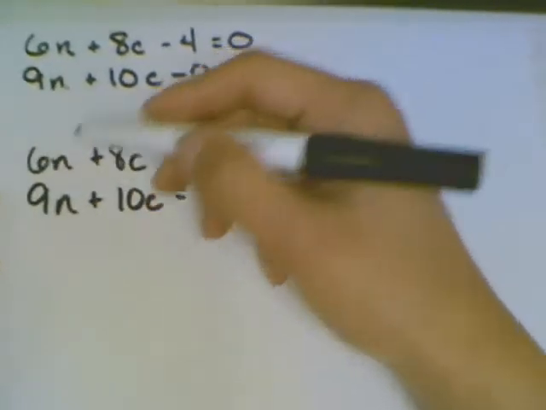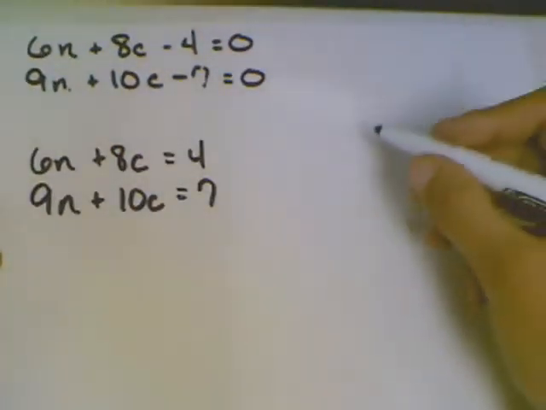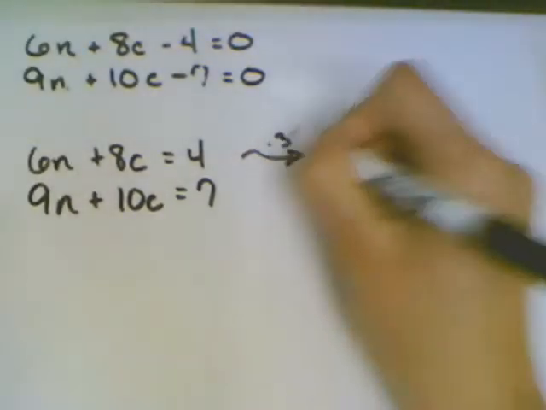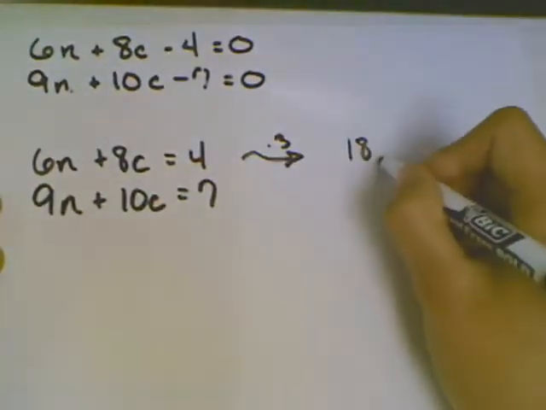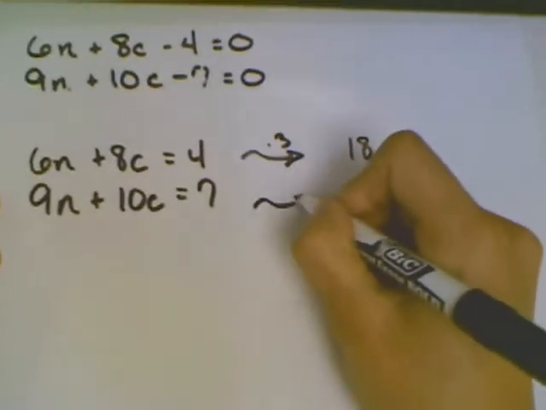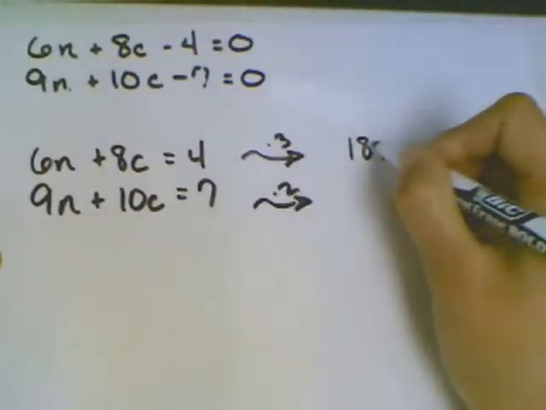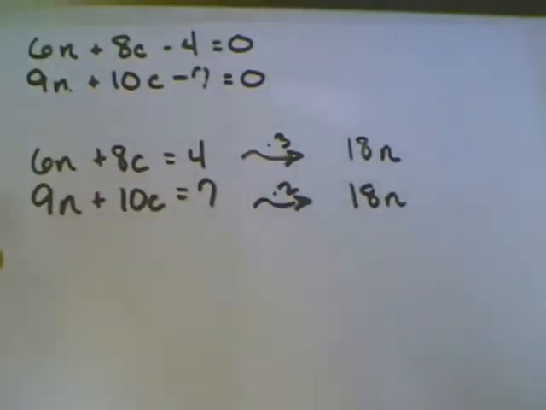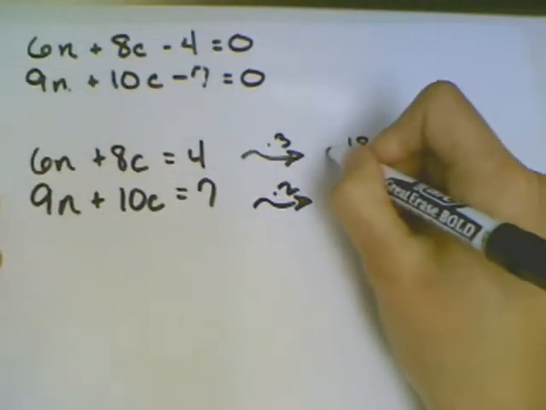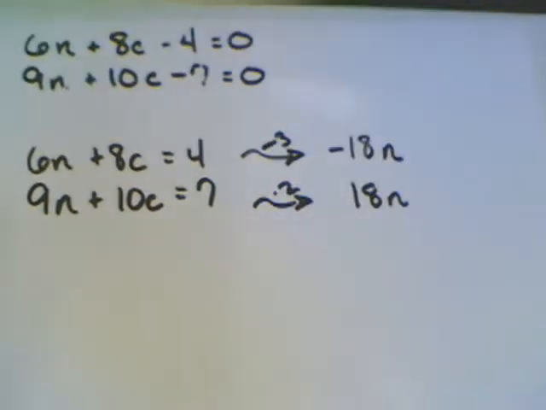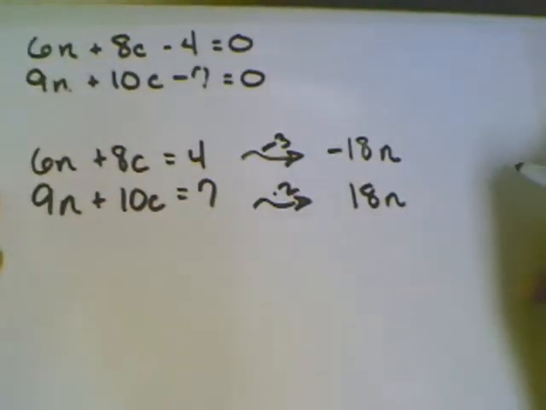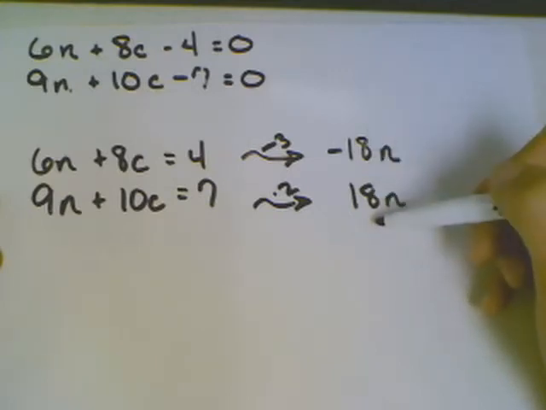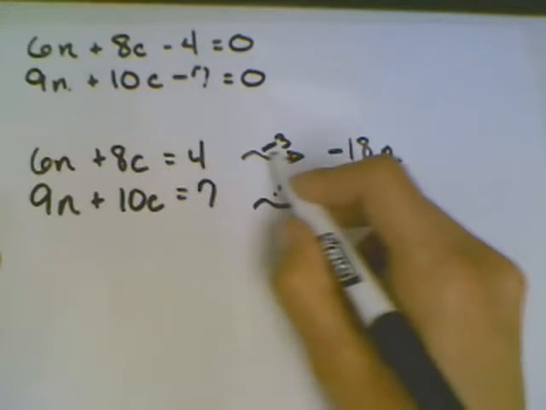I guess we could use that, but I would rather go and say, well, 6 and 9 have a common multiple of 18. So if I multiply 6 by 3, I'm going to get 18n. And if I multiply 9 by 2, I'm going to get 18n. And these we can eliminate. Just make sure that you make one of your variables negative. So I'm going to multiply this one by -3 and this one by +2. That way I'll get the correct coefficients for n that will be eliminated later.